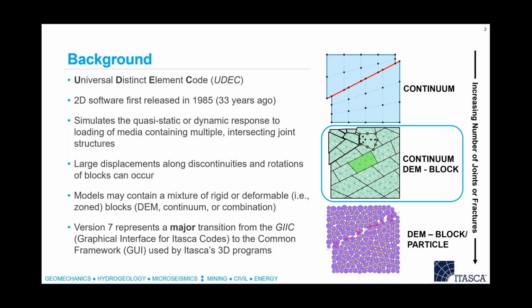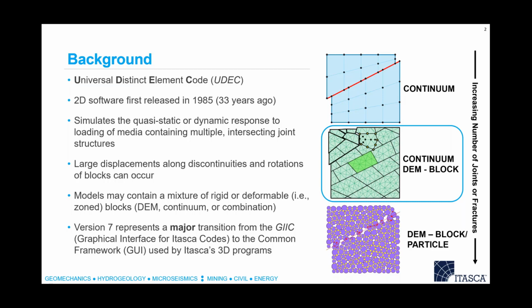Version 7 represents a major transition from the GIC, which is the graphical interface for ITASCA codes that UDEC and FLAC shared, our 2D software. We are moving to consolidate our software in the common framework, or GUI, our graphical user interface, which is used by our 3D programs, for those who have used FLAC3D or 3DEC or PFC3D.